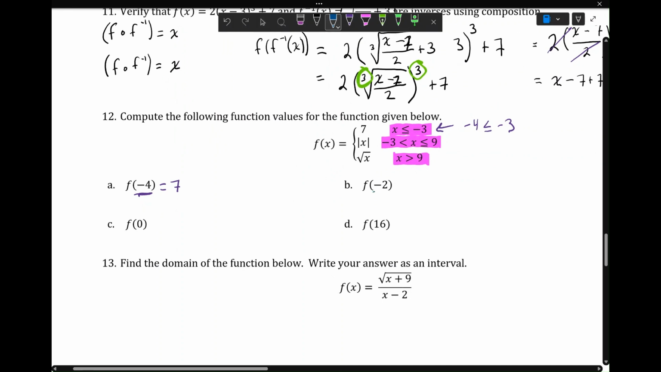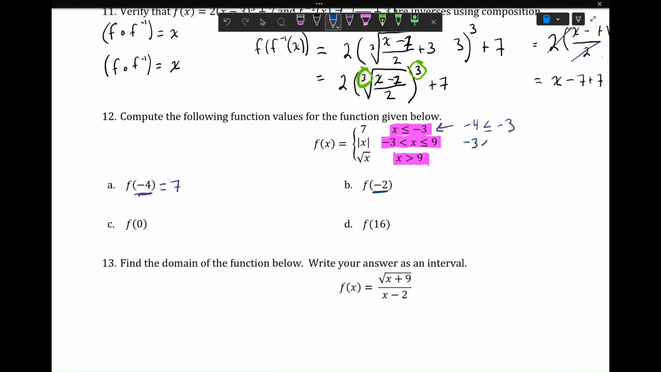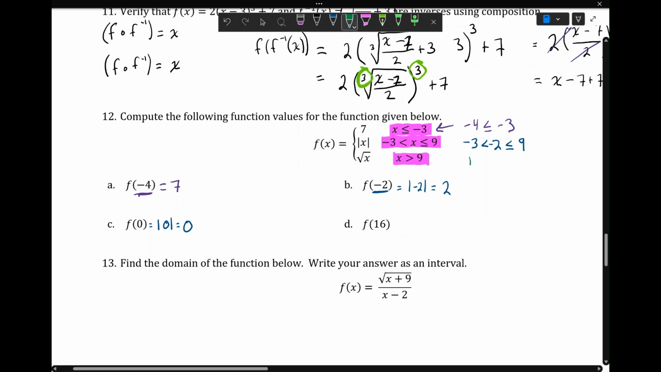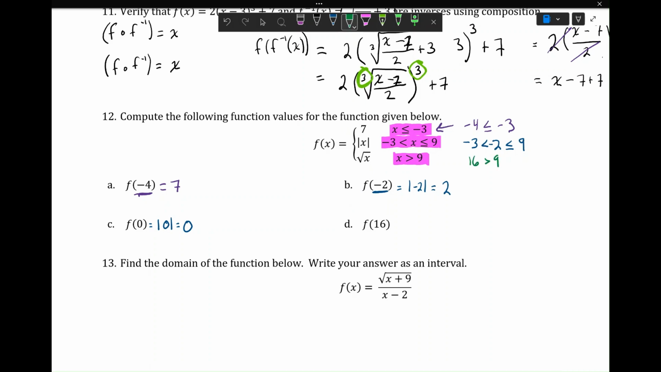Now, negative 2, that doesn't fit the first inequality, but negative 2 is in between negative 3 and 9. So I'm going to use the second formula. So this equals the absolute value of negative 2, which is just 2. Similarly, 0 is in between negative 3 and 9, so I put 0 into the second formula. The absolute value of 0 is 0. Now, for our last one, use this nice green here. We know that 16 is greater than 9. So I've used the third formula, the square root function. So the square root of 16 is just 4. And that's it for piecewise functions.